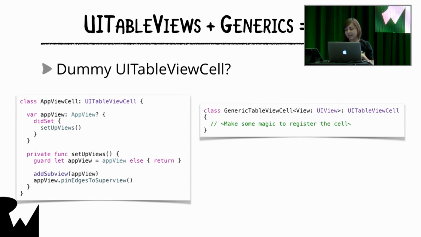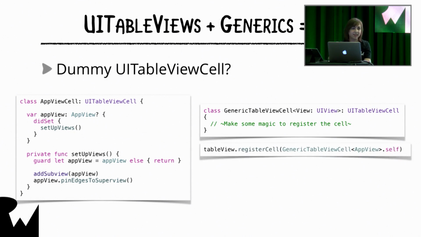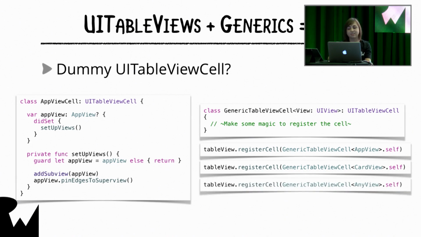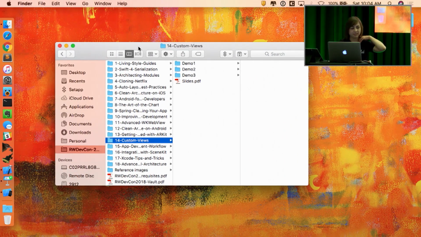We can create a cell that takes in any UIView type class and does the exact same thing as our dummy class on the left, but now it's reusable. And it can accommodate any view. So that can be an app view, card view, or any view that is of type UIView. All right. So with that, I think we are ready to move on to demo 1, to use generics and take our table views to the next level.